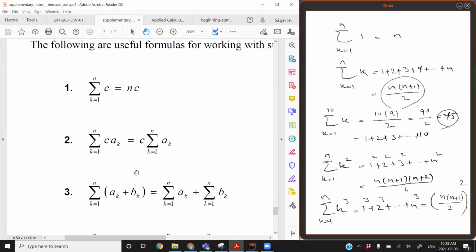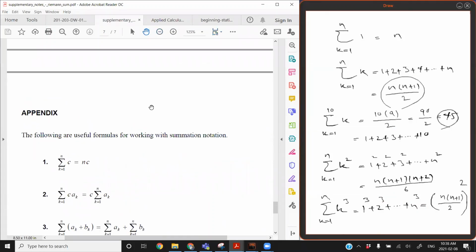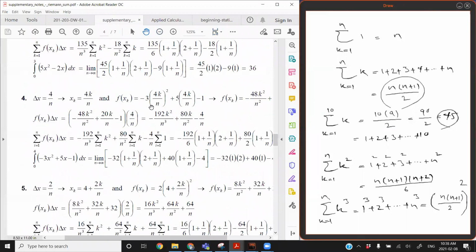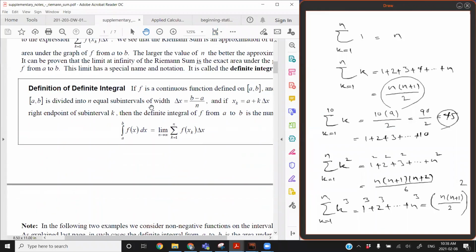So do we understand the sigma notation? Any questions? Now let's find some areas using the Riemann sum technique.